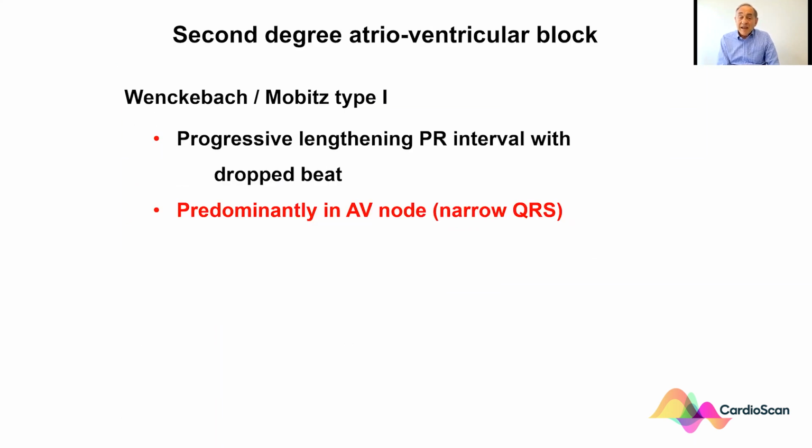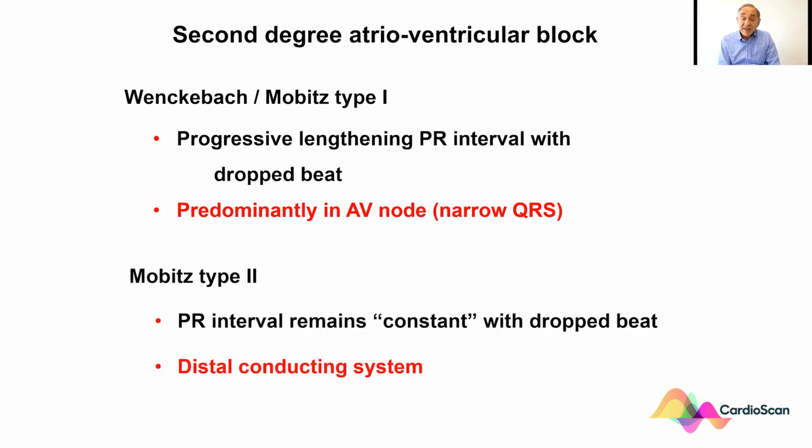In summary, Wenckebach or Mobitz type 1 is a progressive lengthening of the PR interval with a drop beat. And it is predominantly in the AV node and therefore a narrow QRS, but can also occur more distally. In Mobitz type 2, however, the PR interval remains constant with the drop beat, and it is always in the distal conducting system.